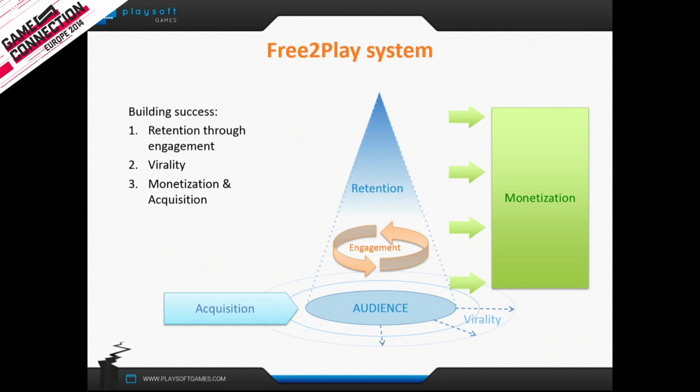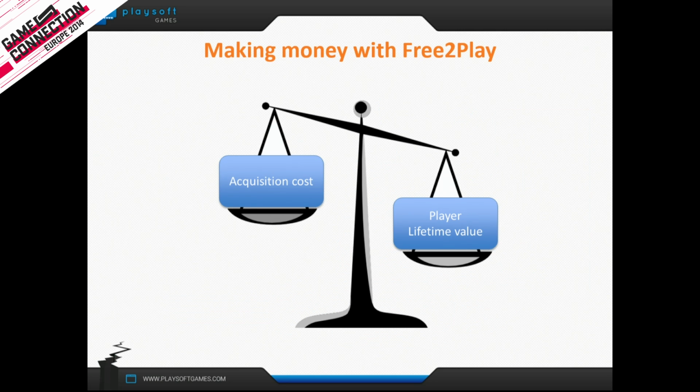Okay, so when you think about the business, it all comes down to a simple equation. How much does it cost to actually get the user playing the game versus how much does a single user bring to a game during all his lifetime in the game? That's a concept we call the lifetime player value. Still a very classical approach for free-to-play.